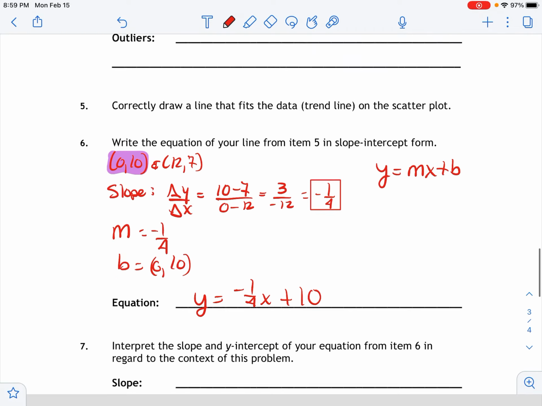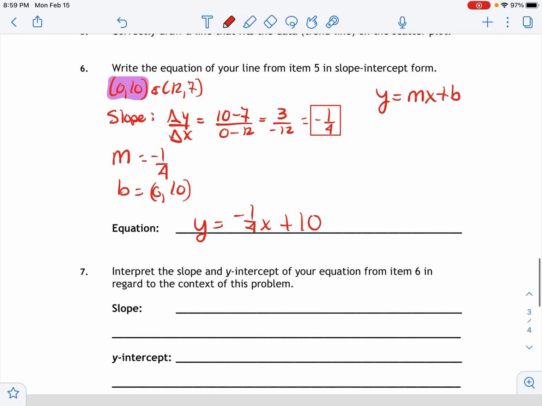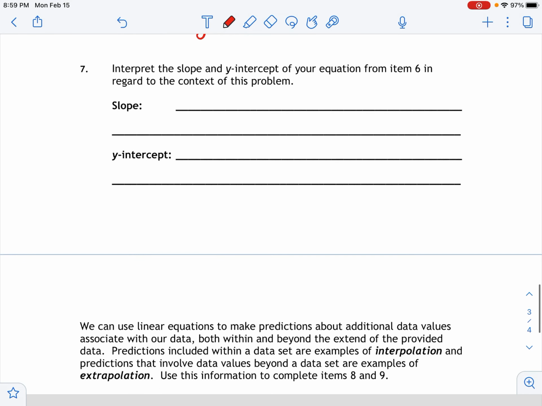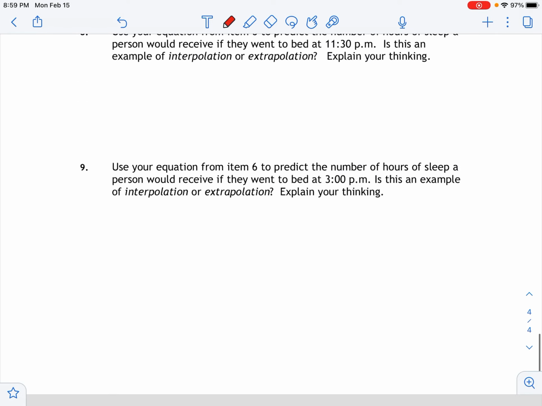I'm going to show you now how to complete number 7, and then we'll also do number 8 together. After we do number 8, you can use that process to complete problem number 9, okay?